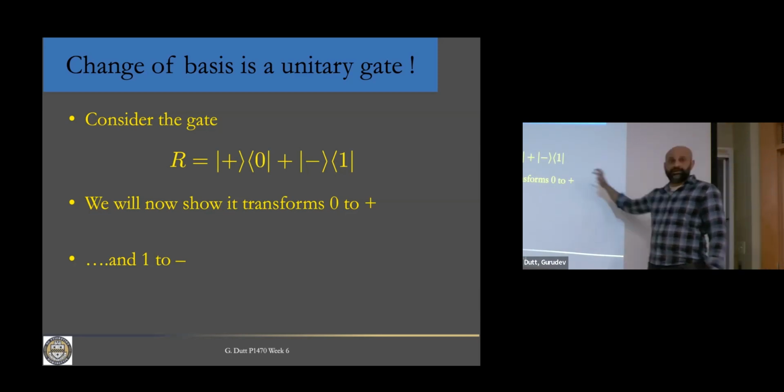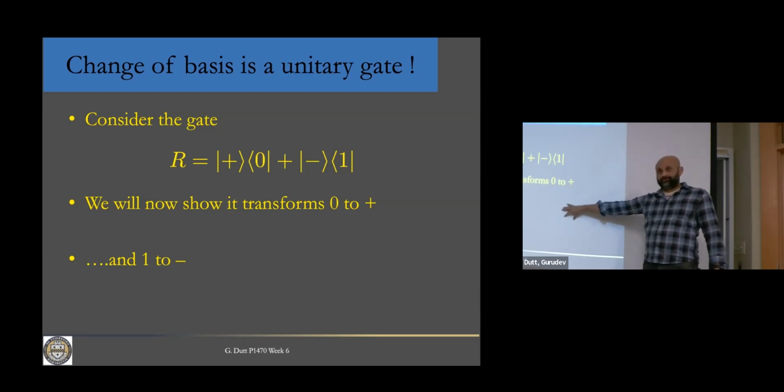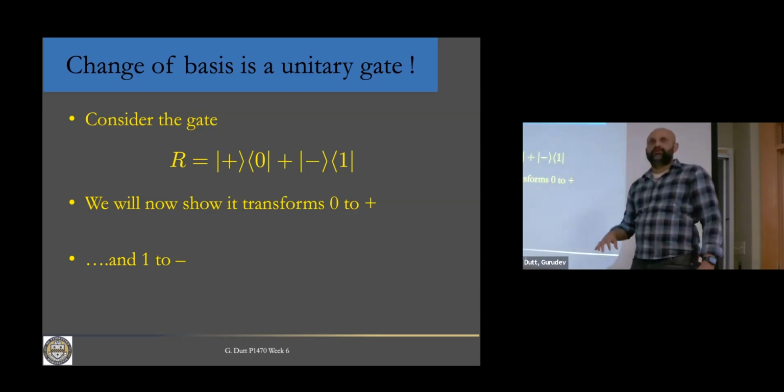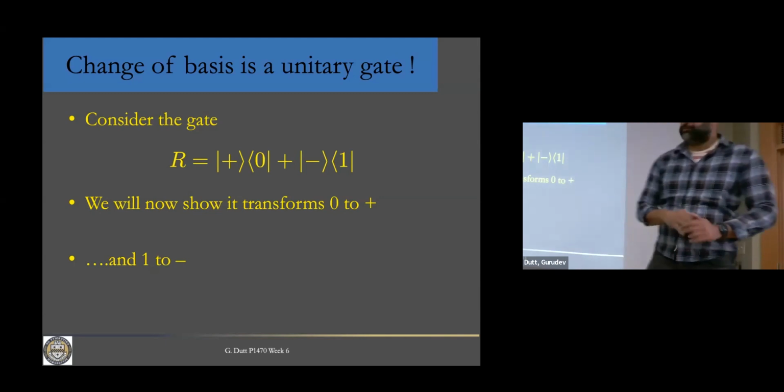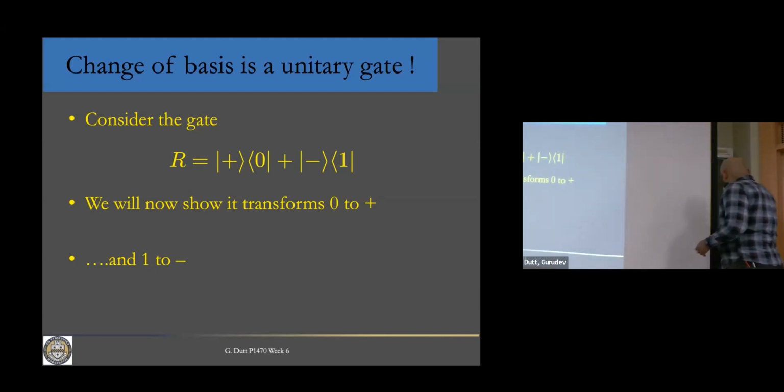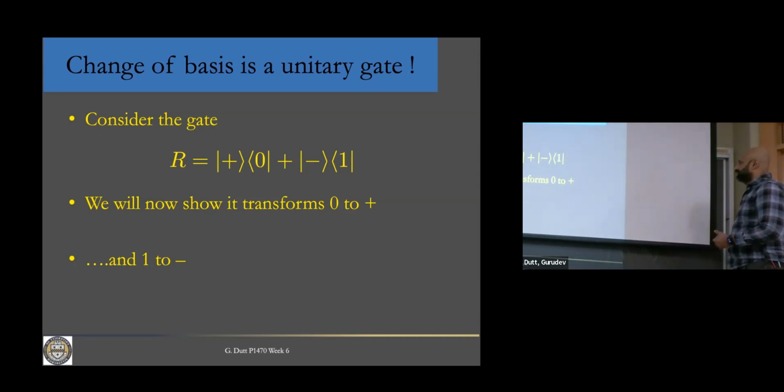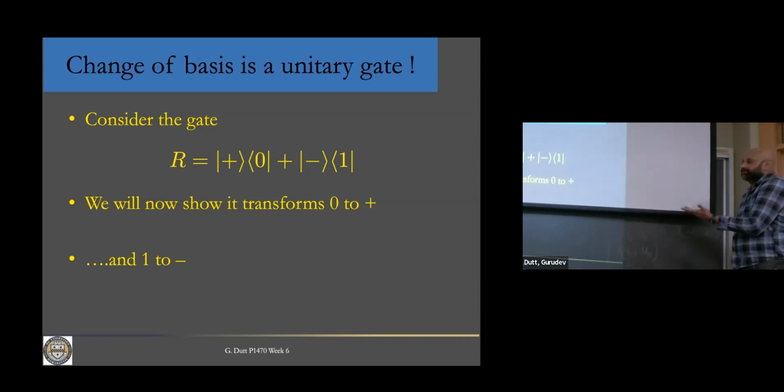Yeah, okay, so we'll show the algebra of this now. But the result is, do you know what this gate is called? Have you seen a gate which does this already? Takes 0 to plus and 1 to minus. Yes. The Hadamard gate. Excellent. Thank you. So this gate that I've written here is indeed the Hadamard gate, but written in a very different way than we saw before.